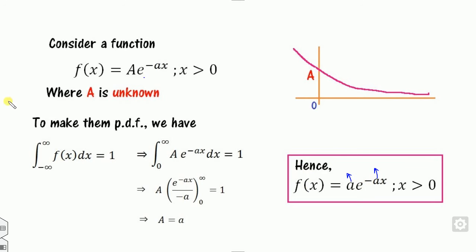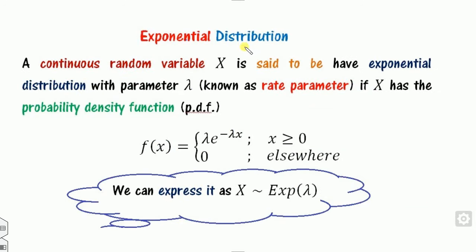So based on this logic, we define the exponential function as this, where the unknown parameter is called the rate parameter of the exponential distribution, and this is defined this way, where capital X is called the exponential distribution. So look at that, how many unknown parameters are there in this exponential distribution? Only one, that is lambda.